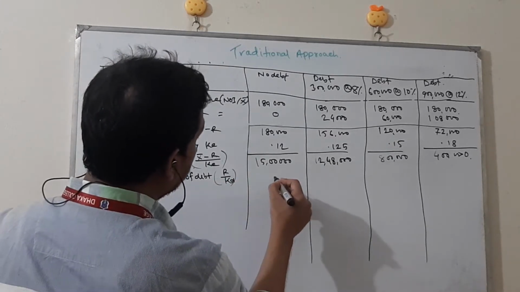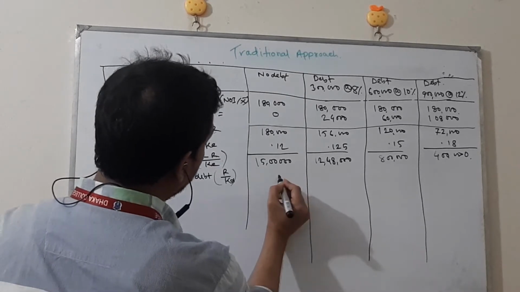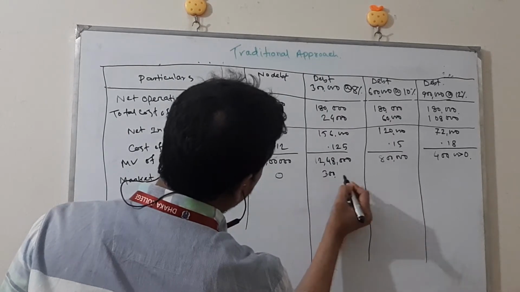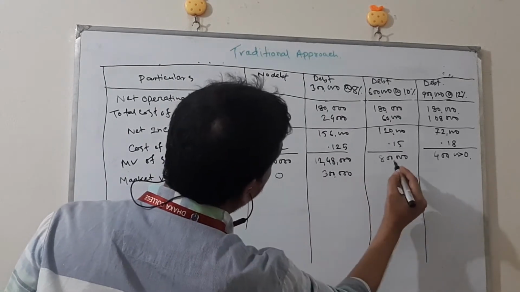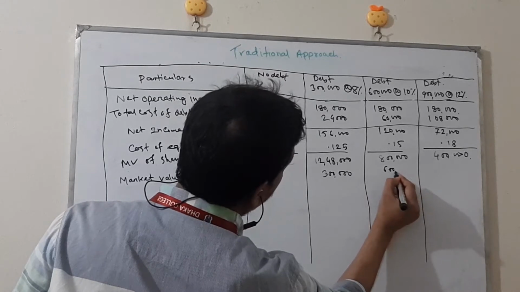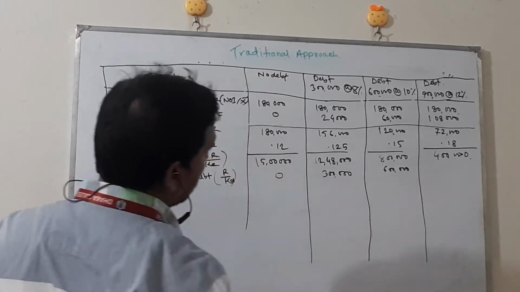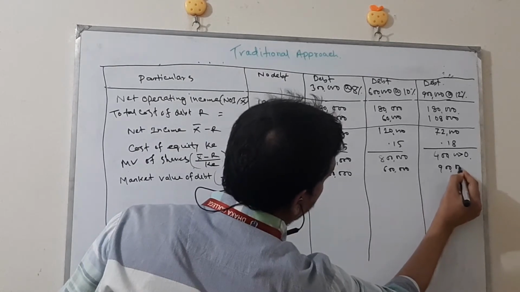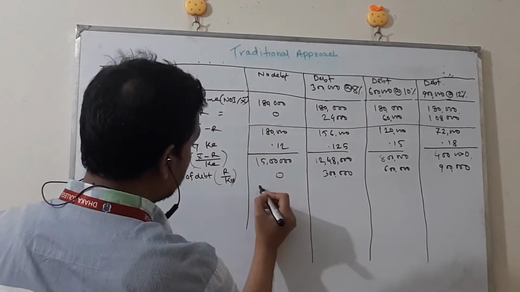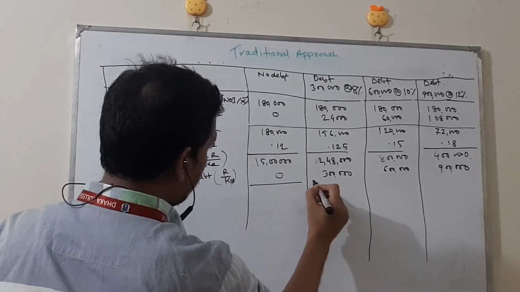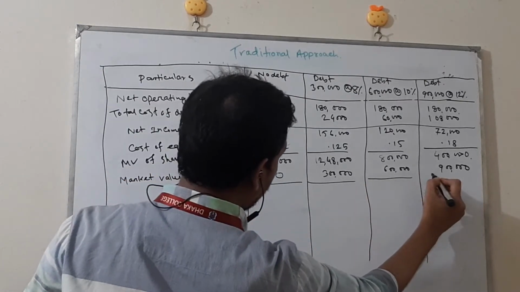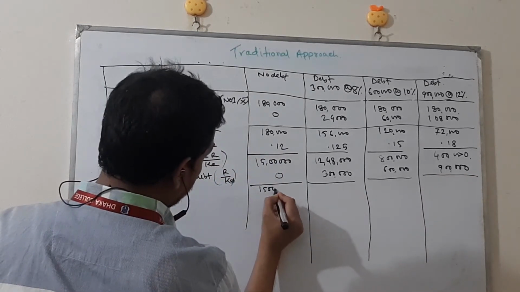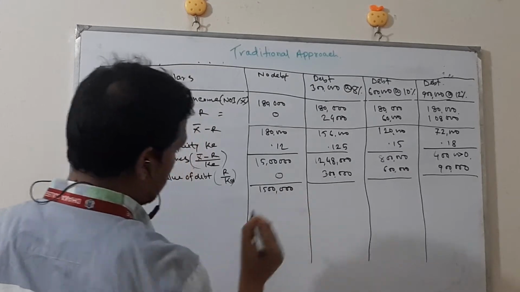Here there is no debt, I mean 0. Here debt is 3 lakh taka. Then here debt is 6 lakh taka, and here debt is 9 lakh taka. So the total summation is 15 lakh taka.